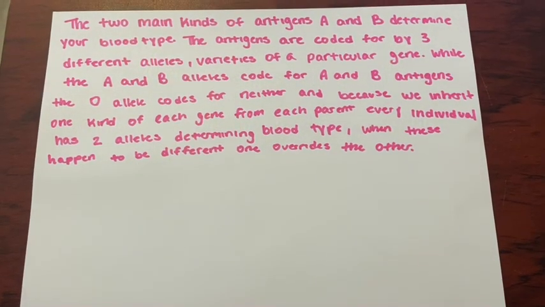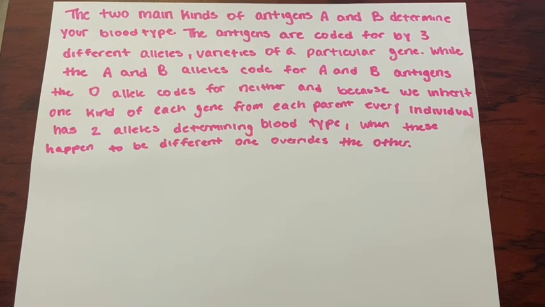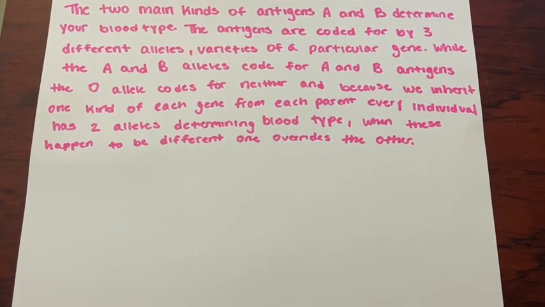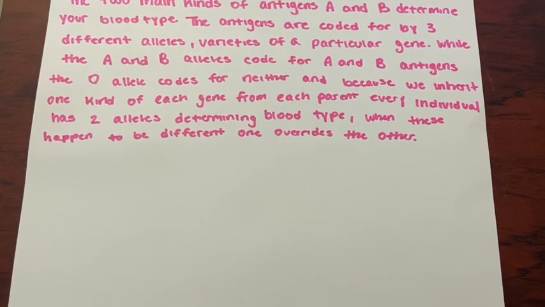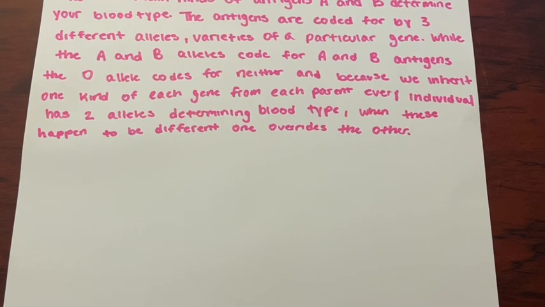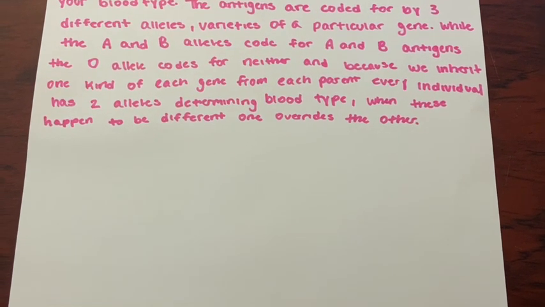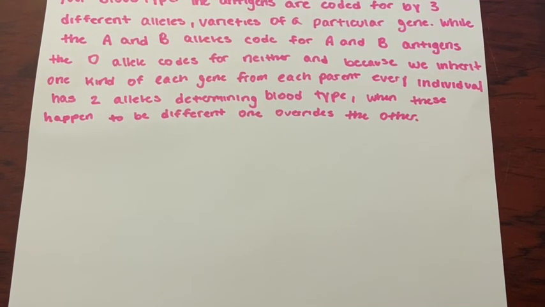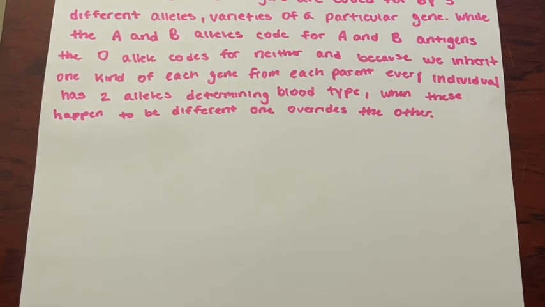The two main kinds of antigens, A and B, determine your blood type. The antigens are coded for by 3 different alleles, varieties of a particular gene. While the A and B alleles code for A and B antigens, the O allele codes for neither. And because we inherit one kind of each gene from each parent, every individual has 2 alleles determining blood type. When these happen to be different, one overrides the other.